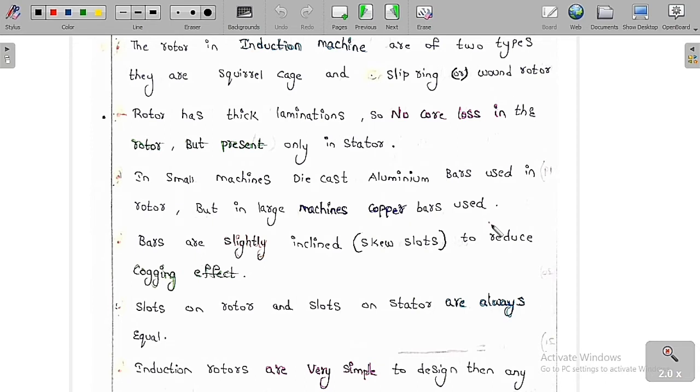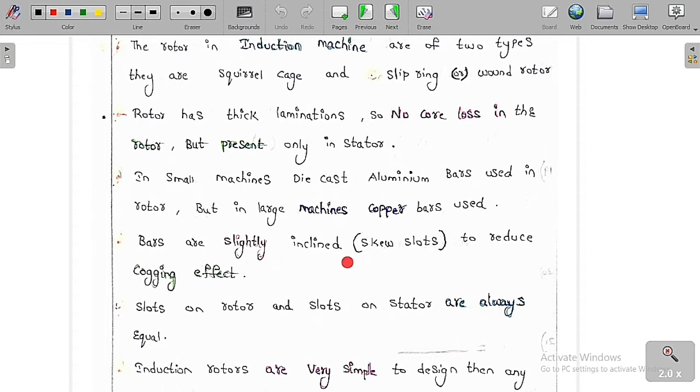So in small machines, die-cast aluminium bars are used in the rotor, whereas in large machines copper bars are used. Copper has less resistance when compared to aluminium.